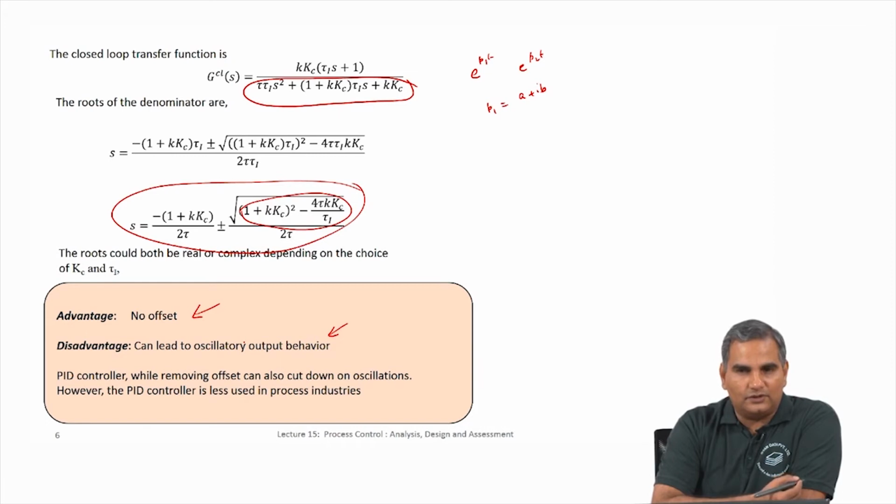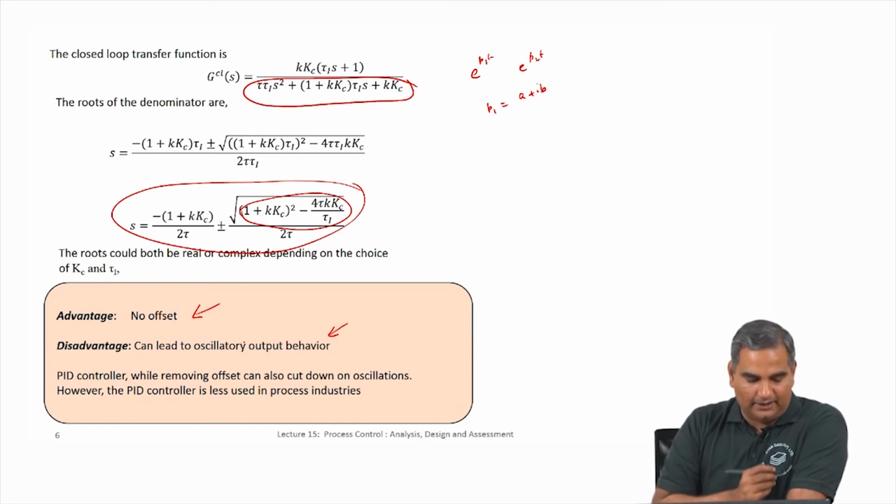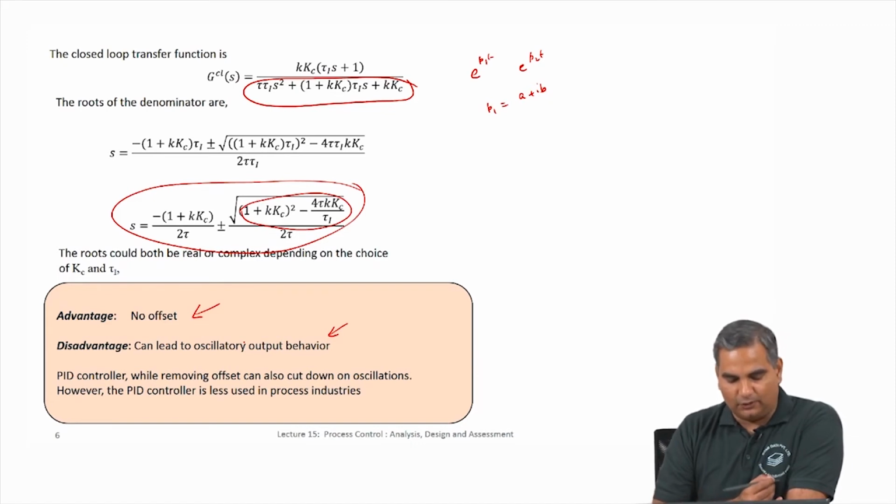One controller which retains the removal of offset, makes the closed loop behavior of the process faster, and cuts down on oscillation is the PID controller. So, if you add another derivative action, you seem to get no offset, oscillations cut down and so on. However, PID controllers are not implemented too much in process industries at all.